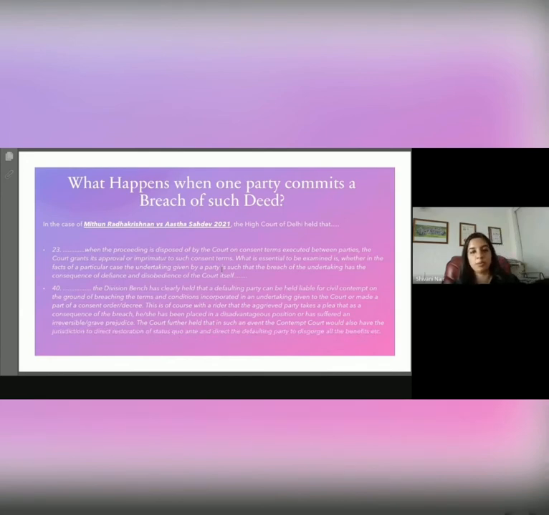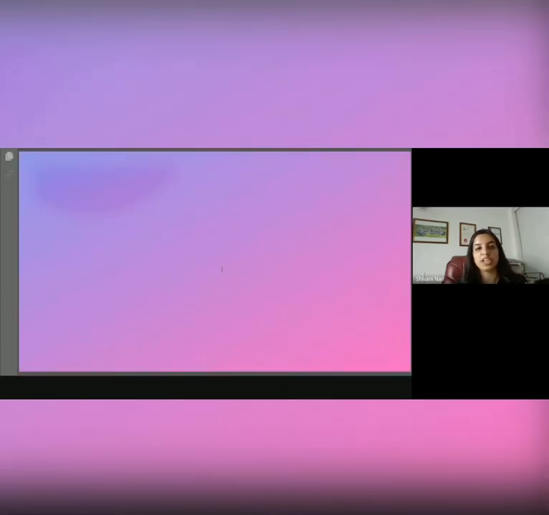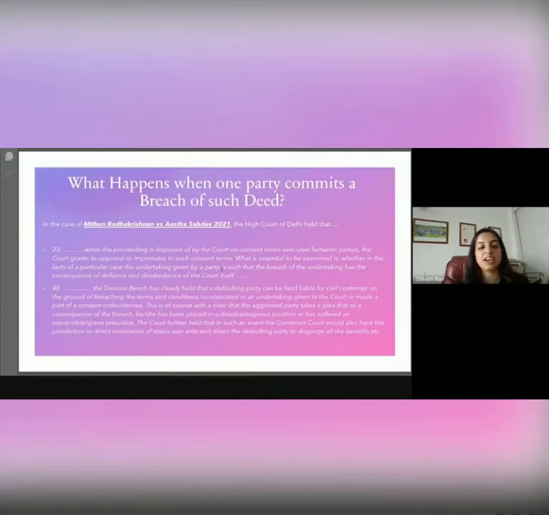So what was held was that in case of a breach of such a deed, it would amount to contempt by the executing court. If the deed is made, like I said, it has to be executed in the court of law. Now, when such a deed is executed in the court of law, an order would be given in favor of the parties. Such an order has to be followed, and if it is not followed, it would amount to breach of that order or the consent decree.